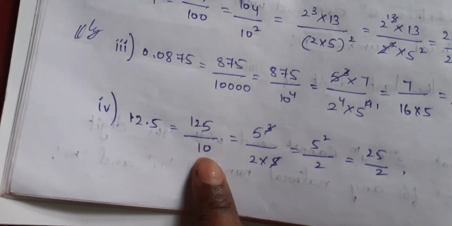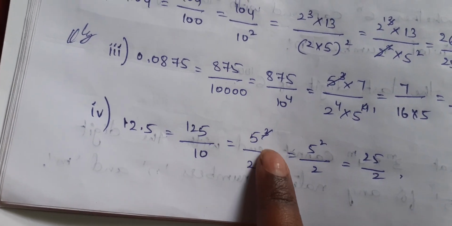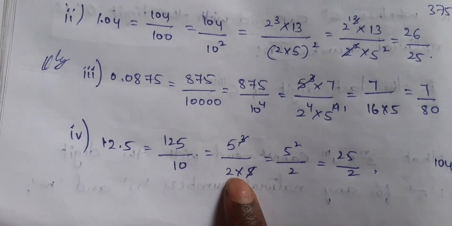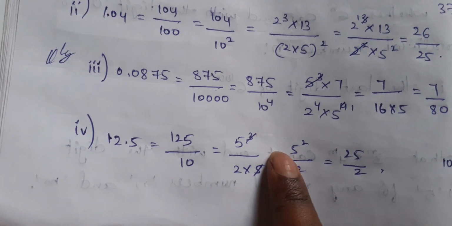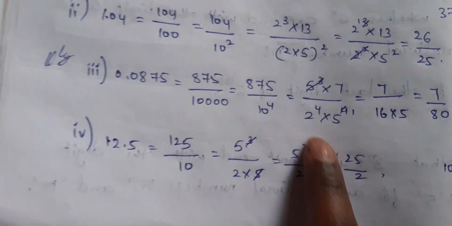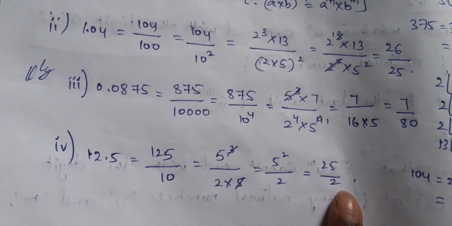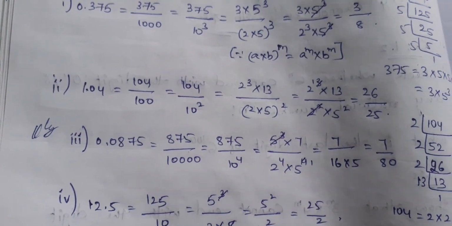12.5 is 125 by 10. 125 I am writing as 5 cube by 2 into 5, since 10 becomes 2 into 5. 5 will cancel, leaving 5 square by 2, which is 25 by 2. Okay, I hope you are understanding.